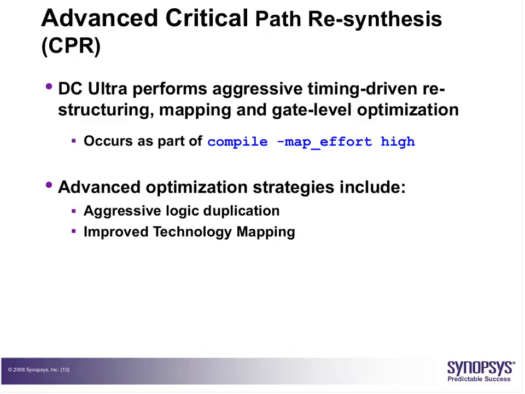So when you use medium, if you are meeting the timing goals, you don't need to use this option, but if you are not meeting the timing goal you can use this. The strategies include this, and two of the most famous strategies are aggressive logic duplication and improved technology mapping. Let's see what it means.